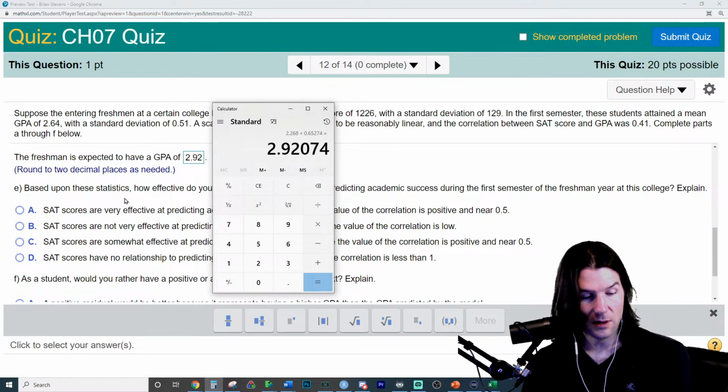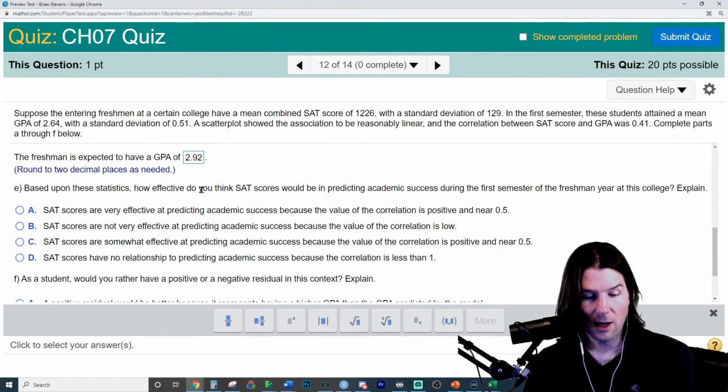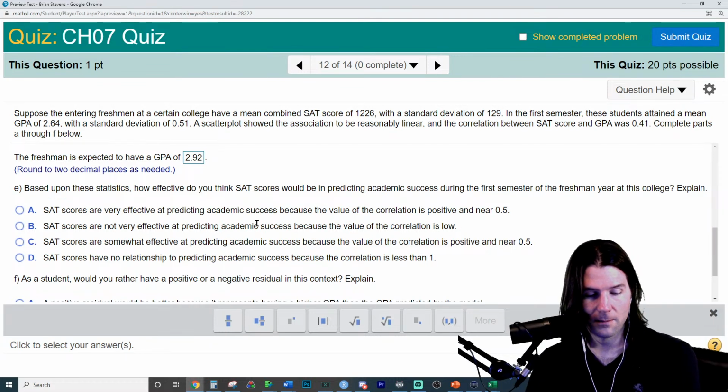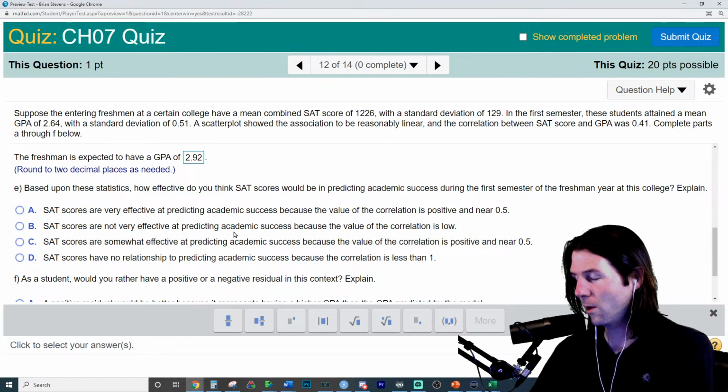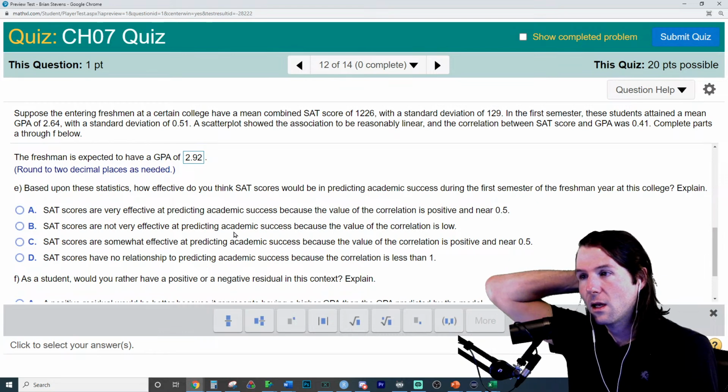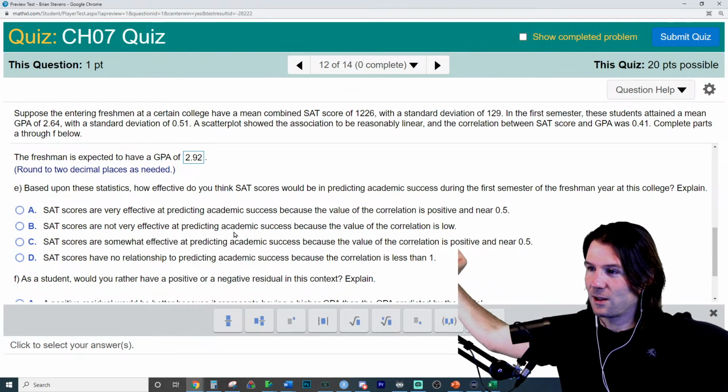So everything looks good. Based on this, how effective do you think SAT scores would be predicting in someone's academic success during the first semester of the freshman year of college? Explain. Oh no, we got a subjective one. We hate the subjective questions. Okay, let's take a look.